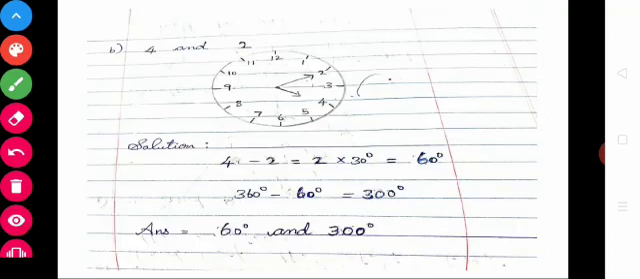See the next example. 4 and 2. The short hand is on 4. The long hand is on 2. So 4 minus 2 is equal to 2. Then 2 into 30 degrees is equal to 60 degrees. So from the complete angle, 360 degrees minus 60 degrees is equal to 300 degrees. The answer is 60 degrees and 300 degrees.